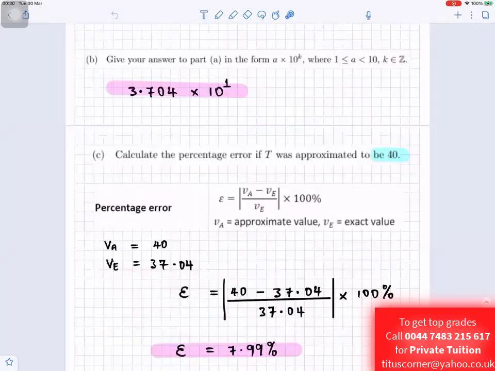And part C, calculate the percentage error if T was approximated to be 40. So for percentage error, you write down the formula, which is given by the absolute value of approximate value VA, A for approximate, minus exact value, divided by exact value, times 100%. So the approximate value is 40. It's given there, it says approximated to be 40. Your exact value is 37.04. And you substitute them: 40 minus 37.04, divided by 37.04, times 100%. That will give you 7.99%.